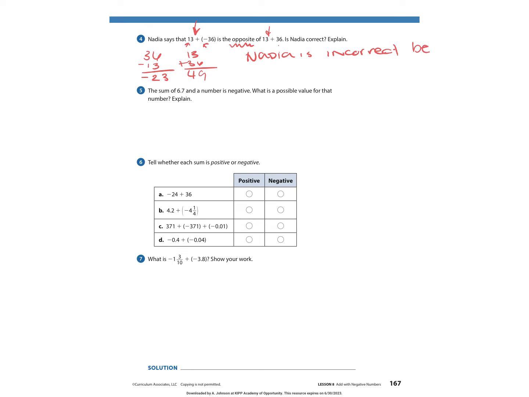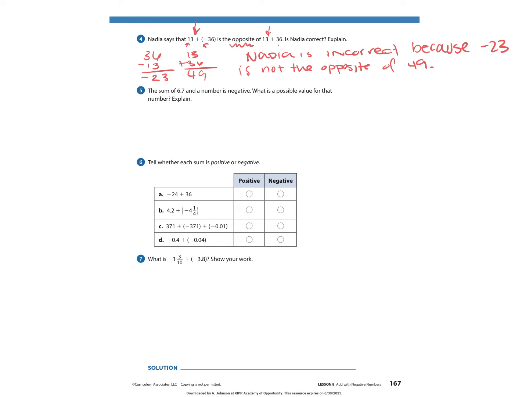Explain. Because negative 23 is not the opposite of 49. She would only be right if she was starting from 0. If you start from any other number than 0, you're not going to end up with opposites, okay?